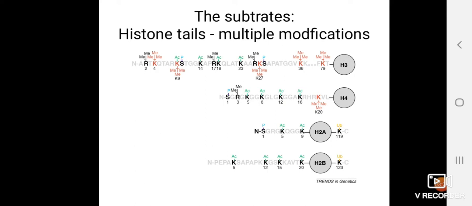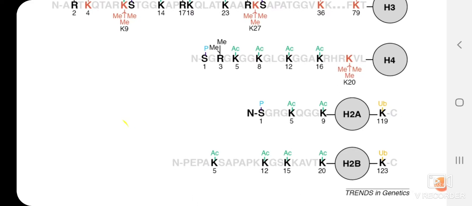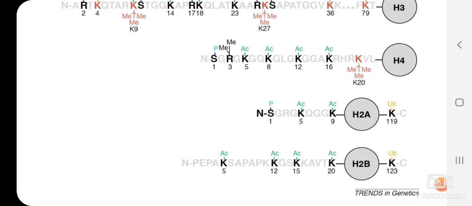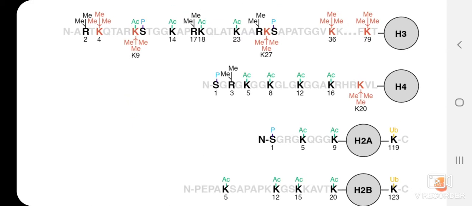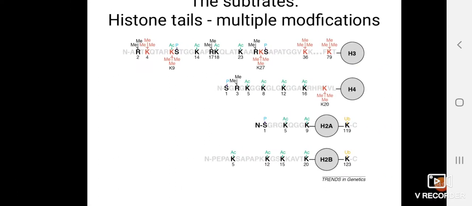So histone tails not only undergo acetylation, you can see they undergo multiple types of modifications. For example, arginine and lysine can undergo modification by methylation and acetylation, and the serine amino acid can undergo phosphorylation. So acetylation, methylation and phosphorylation are a few types of amino acid modifications which we will see in the case of histones. This UB is nothing but ubiquitination.